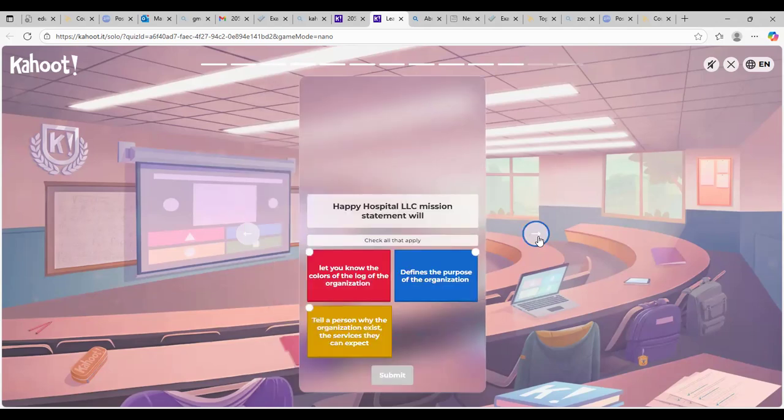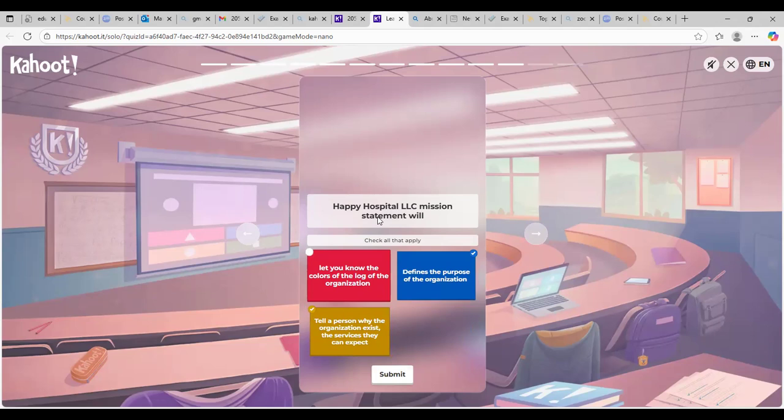Happy Hospital LLC mission statement. Will it let you know the colors of this? That should have said logo of the organization. Will that mission statement define the purpose of the organization? Will that mission statement tell a person why the organization exists and the services that they can expect? Blue and yellow. Okay. So blue and yellow, they're saying the same thing, right? It's just paraphrased, but they're saying the same thing.